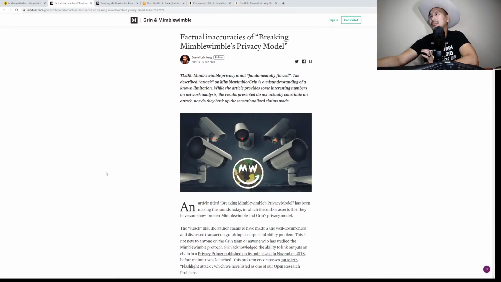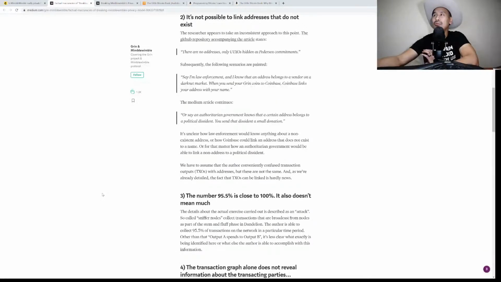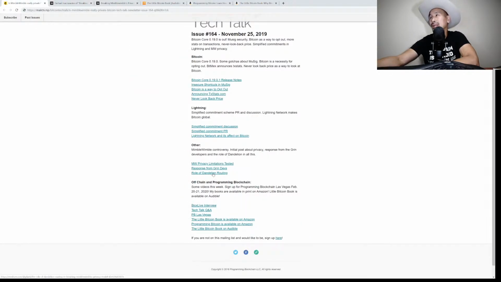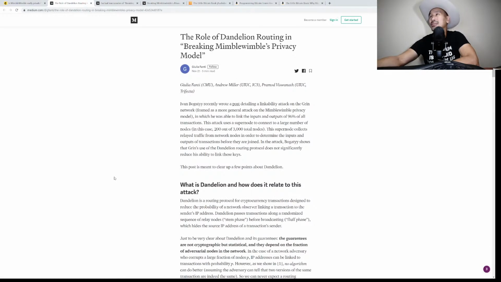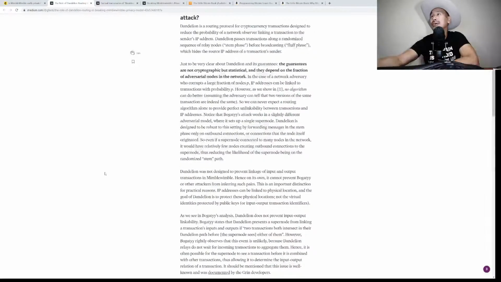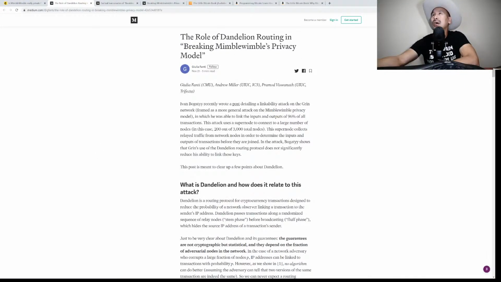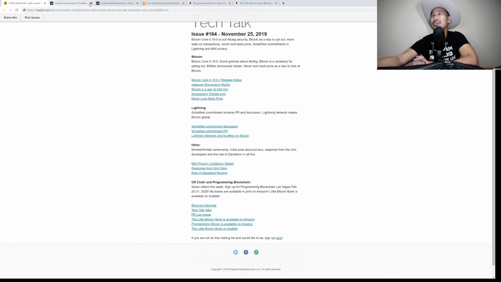The Grin developers actually wrote a response saying these were all known, and there are a few interesting things, but it's not quite as big a deal as it's made out to be. The role of Dandelion routing and breaking Mimblewimble's privacy model. I think the Beam developers also had some sort of response. But all this is to say that there are some things about Mimblewimble with respect to privacy that maybe have been oversold a little bit that we need to talk about. So those are the stories this week.